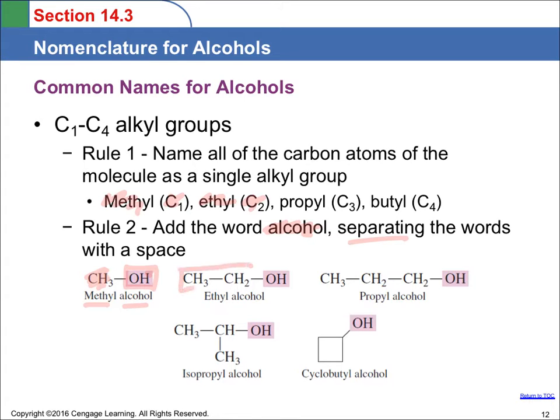Here we have a 2 carbon chain, which is the ethyl attached to the OH, so ethyl alcohol. Then we've got 3 carbons attached to OH, propyl alcohol. Here the 3 carbons have the OH attached to the middle. So just like when we had the isopropyl groups back with alkanes, now this is an isopropyl alcohol. Here's an example where we've got 4 carbons and it's in a ring, so that would be cyclobutyl alcohol.